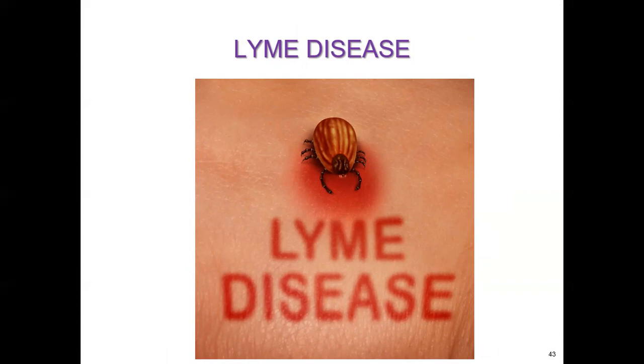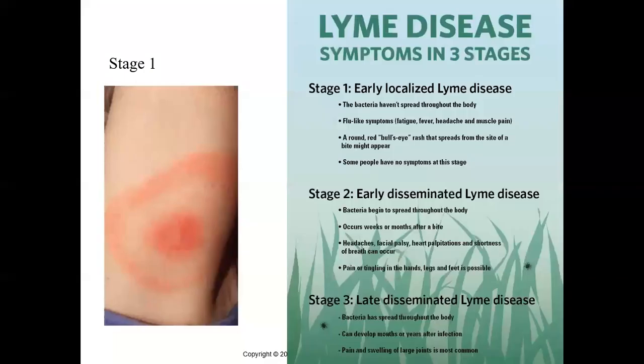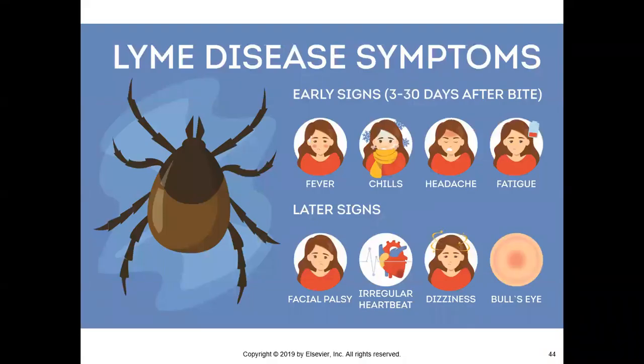The next disease is called Lyme disease. You see, these are ticks. If a tick infects the patient, the patient develops Lyme disease. This organism is called Borrelia burgdorferi. What are the signs and symptoms? Lyme disease has an early stage and a late stage. The early stage is usually 3 to 30 days after the bite, and the late stage develops even 2 to 12 months after the bite.